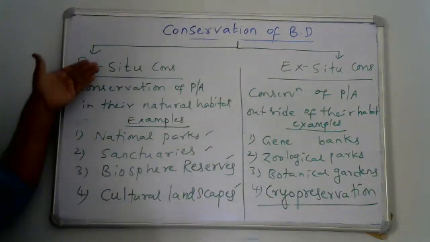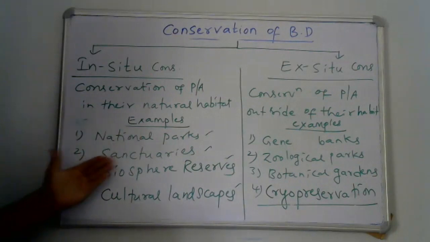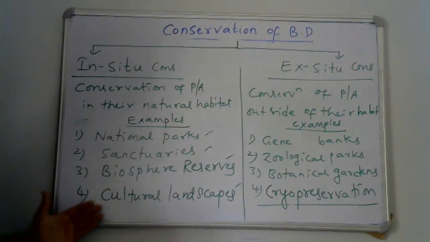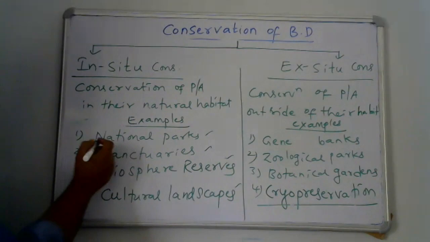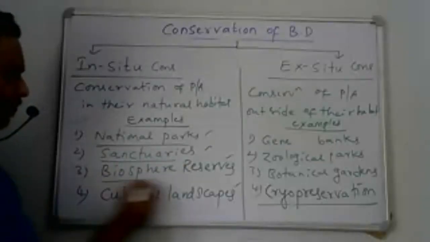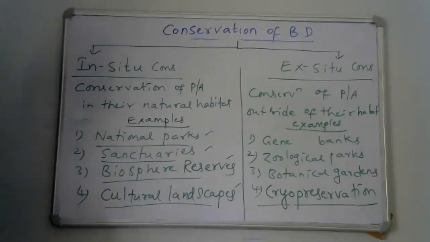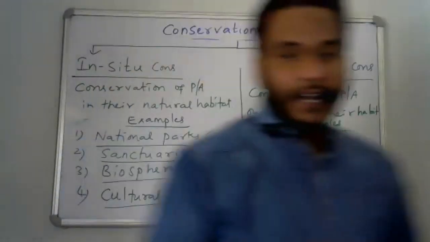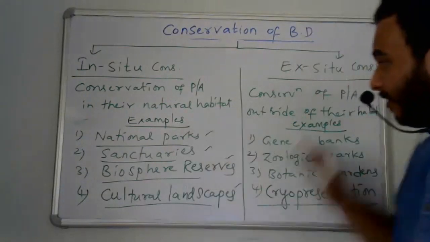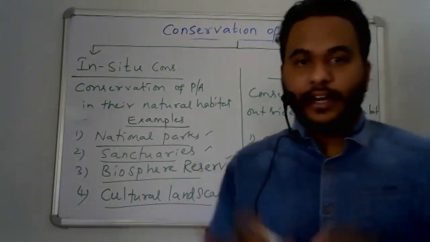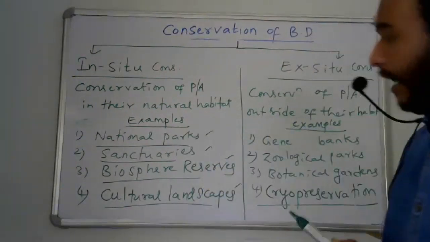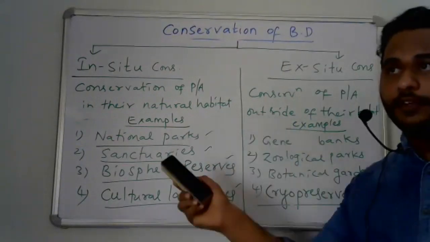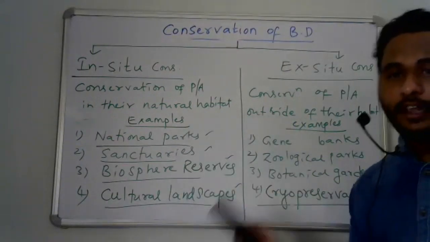Coming to in-situ conservation: national parks, sanctuaries, biosphere reserves, and cultural landscapes are some of the examples. Now we are going to study in detail about all these examples. I think everyone has noted down the difference between ex-situ and in-situ conservation and examples.